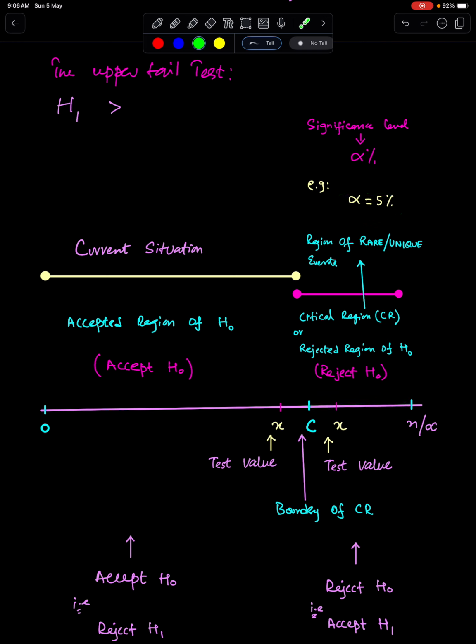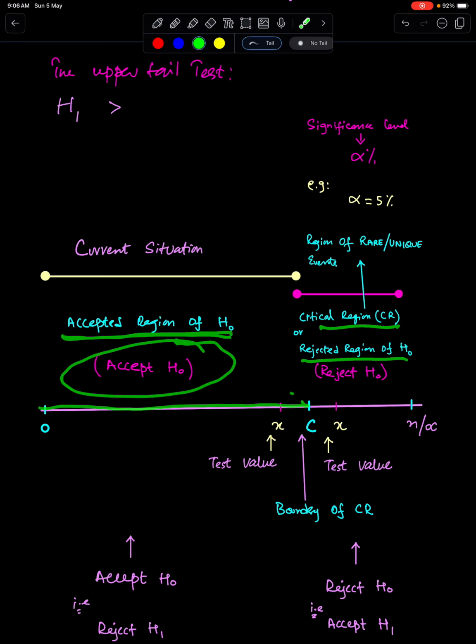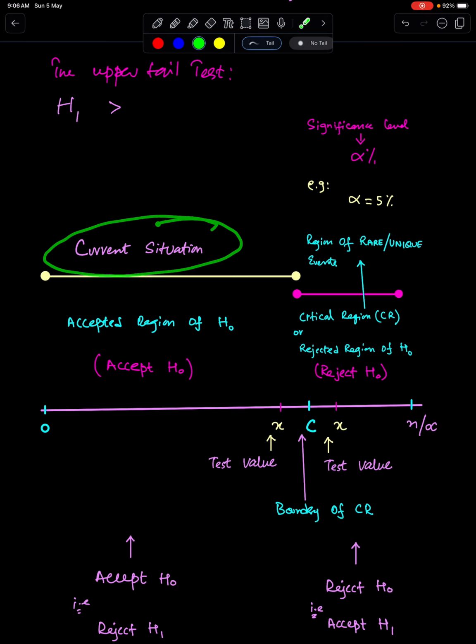This is the critical region, right? And this is the accepted region of H0. Critical region means rejected region of H0. And before this critical region, the region is known as accepted region of H0. Here we accept H0 in this region. And this is the current situation, or this is the new situation.